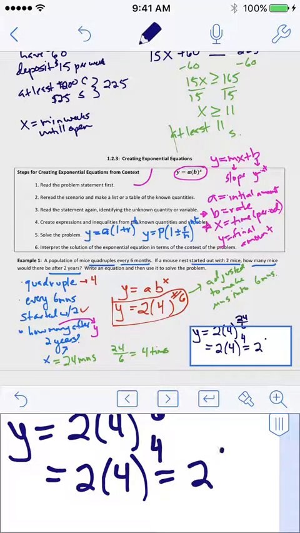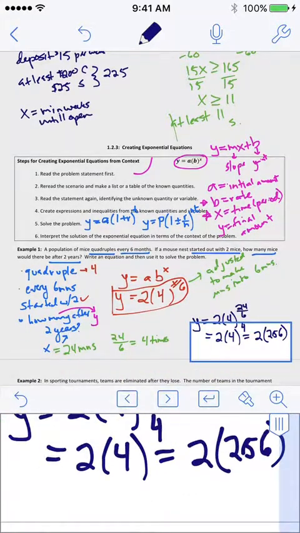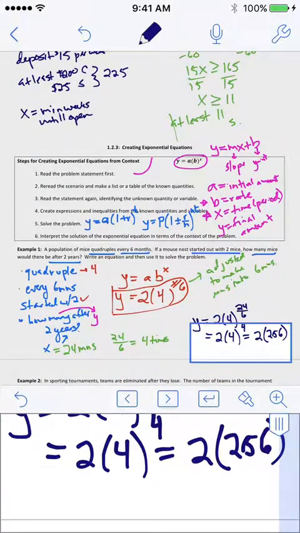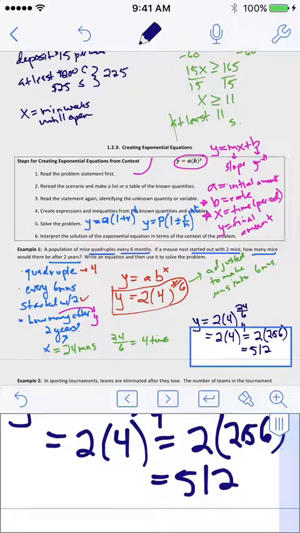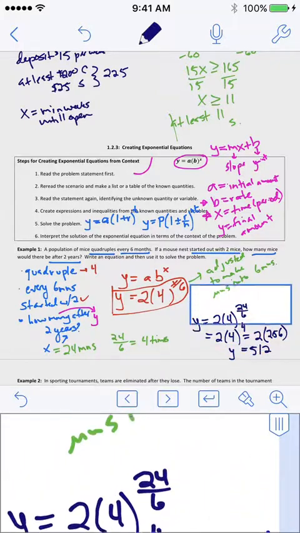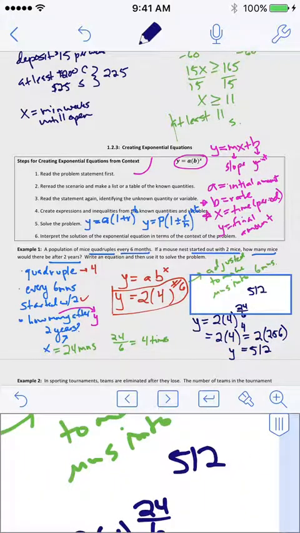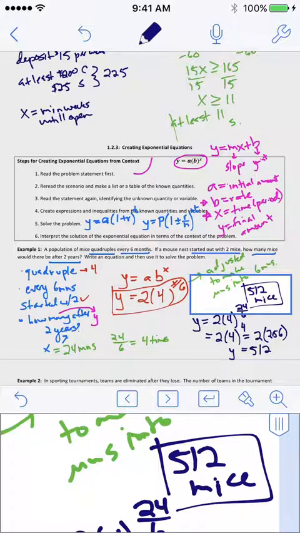I end up with 2 times, remember, exponents first, 4 to the 4th. Well, 4 to the 3rd is 64, times that again is 256, and then that times 2 would be 512. All right, so my y is equal to 512. Now I'll just translate back: 512 mice. After 2 years, they will have 512 mice. I hope they have a big cage, right?